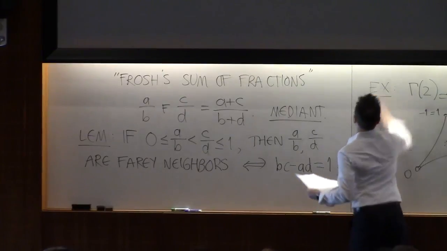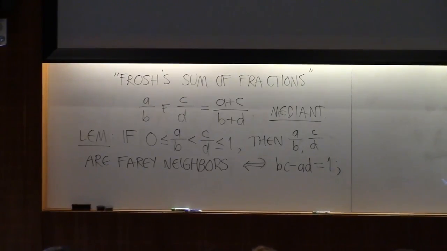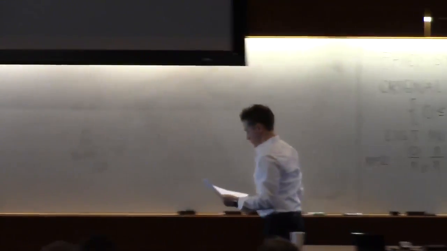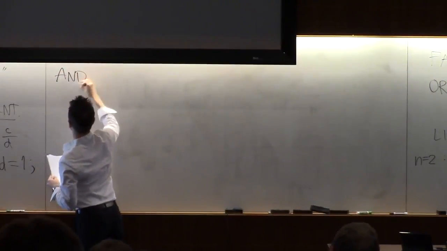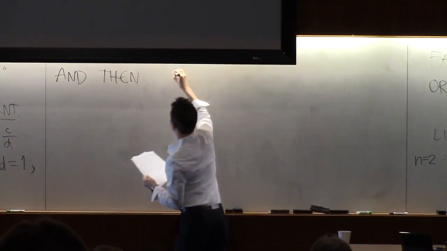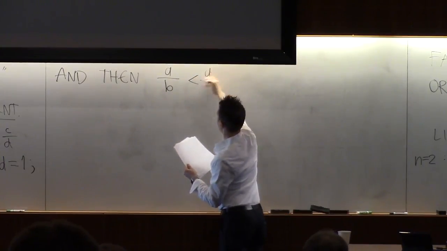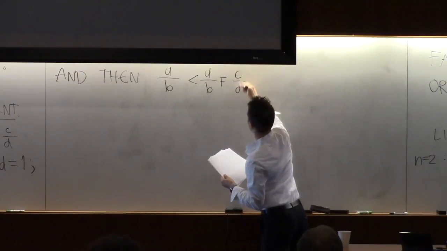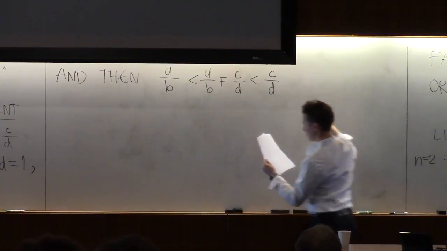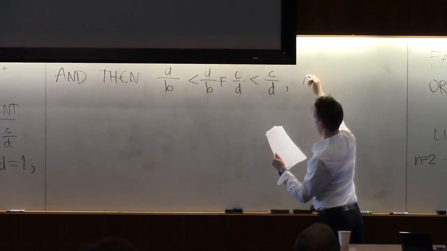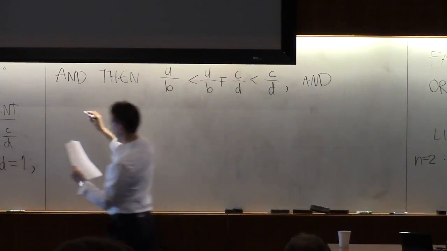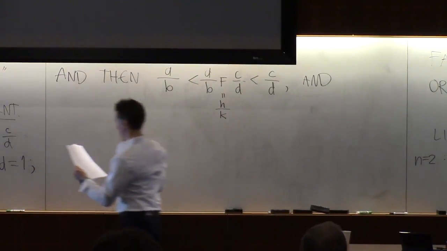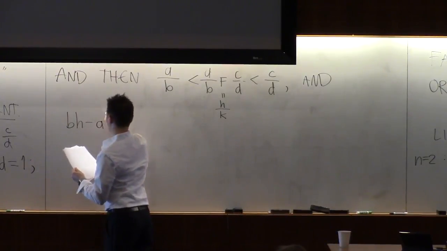Okay, and then the statement is continuing. If you take the mediant between the two, and there's an induction that you can get from this as well. So if I call this fraction in the middle h over k, then I still retain this property.